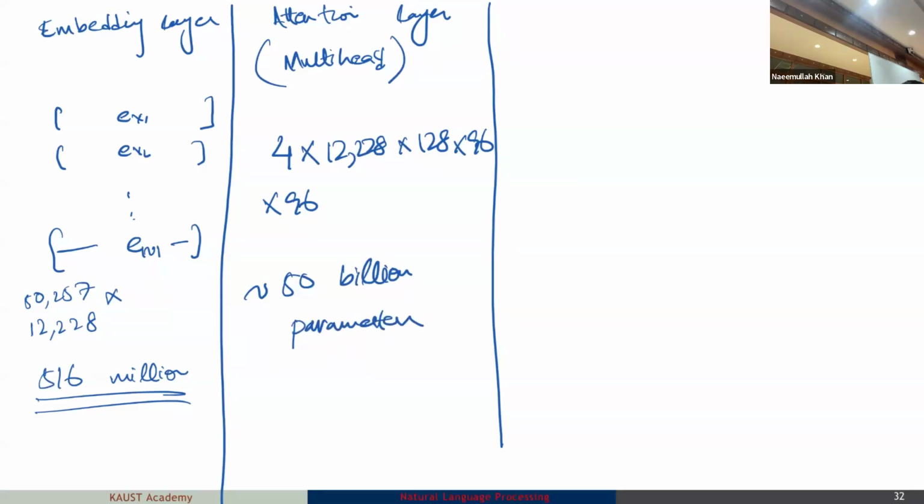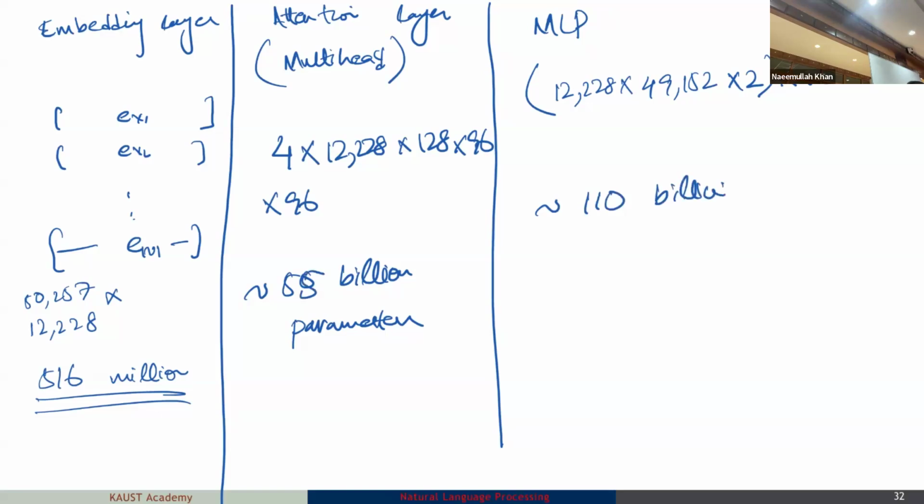Similarly, for each layer we have an MLP, the multi-layer perceptron, which, remember, is a one-hidden-layer network, so it has 2 layers. The 2 layers are symmetric. So this is 12,228 times 49,152. This is the number of weights in the layer. We have 2 of them, and then we have 96 layers. If you do it, that would be of the order of roughly 110 billion. This is, I think, of the order of 55 billion.